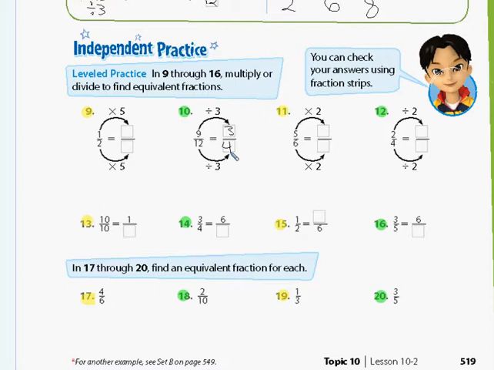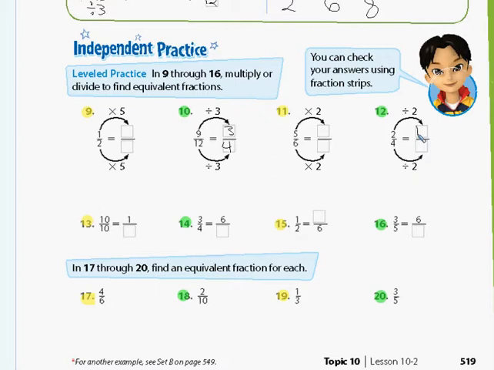Problem number 2. They're dividing the numerator and denominator by 2. What's 2 divided by 2? Connor? 1. Good. And what is 4 divided by 2? Logan? 2.